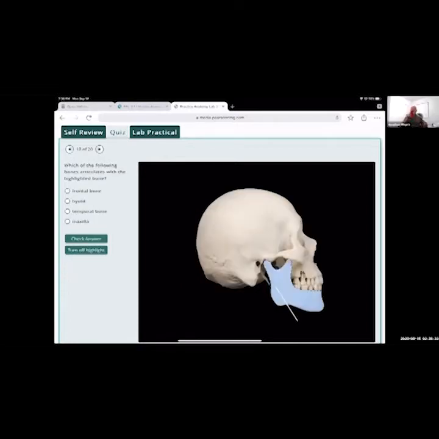Okay. Which of the following bones articulates with the highlighted bone? Temporal bone. Perfect. It's showing the mandible. The mandible articulates in the mandibular fossa of the temporal bone. Correct.